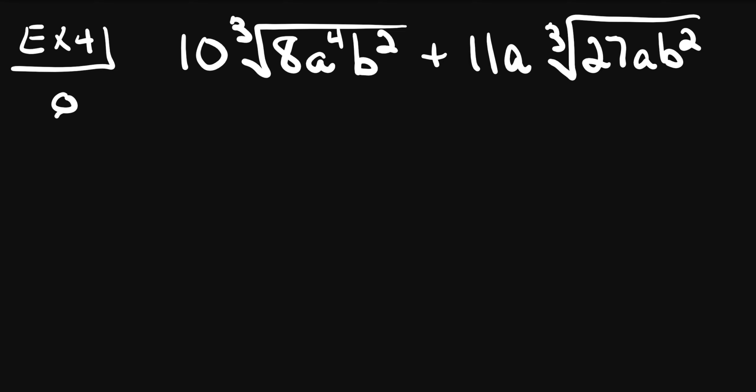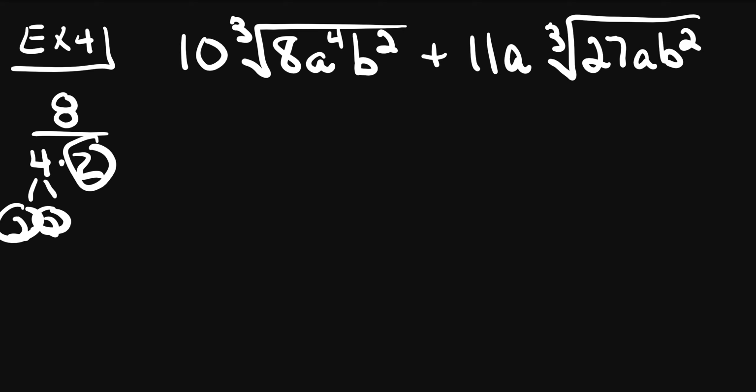If I bring the 8 over here, I know that's 4 times 2, and 2 is prime. Then the 4 breaks down to be 2 times 2. So there I've got 2 times 2 times 2. So one 2 comes out. I'll just work on that. I know that I'll multiply the 10 later.